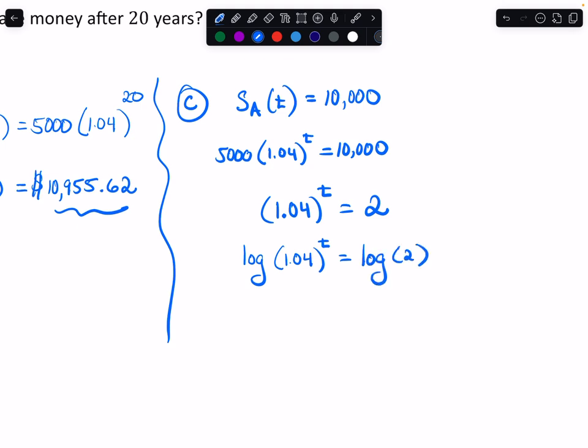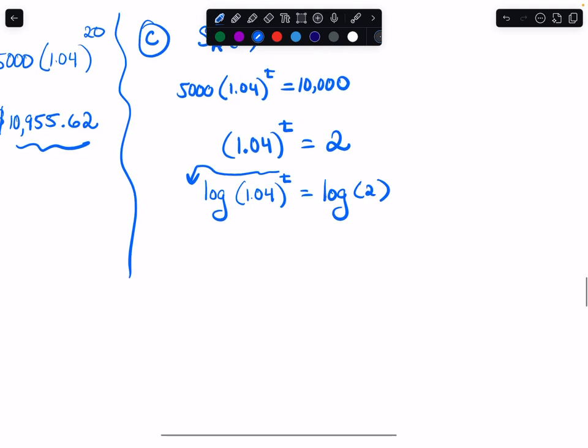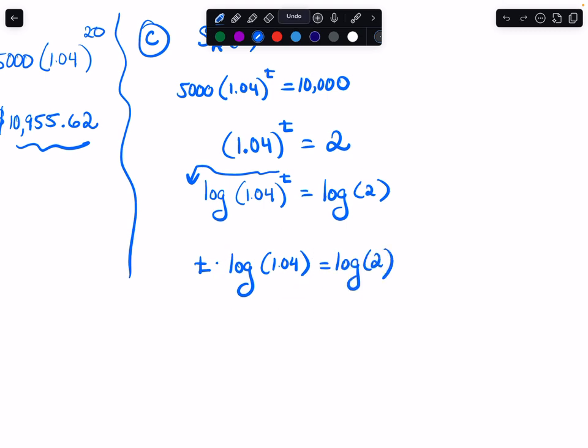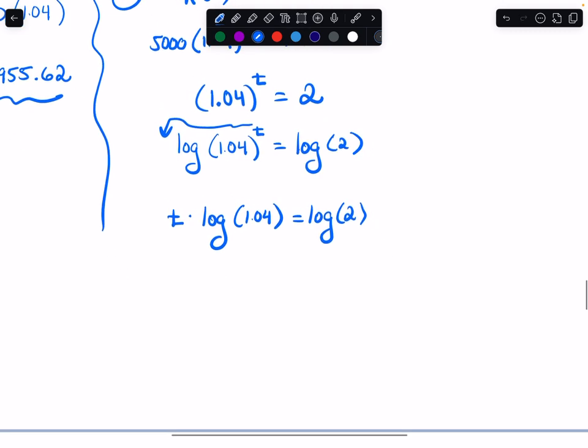Okay. The t I'm going to bring out front as a coefficient. So that's t times log of 1.04 equals log of 2. And now I can divide both sides, right? There is no cancellation that happens here because log without the base is log base 10. That does not match the base of 1.04. So it's a little annoying that it doesn't cancel, but it comes out okay, right?